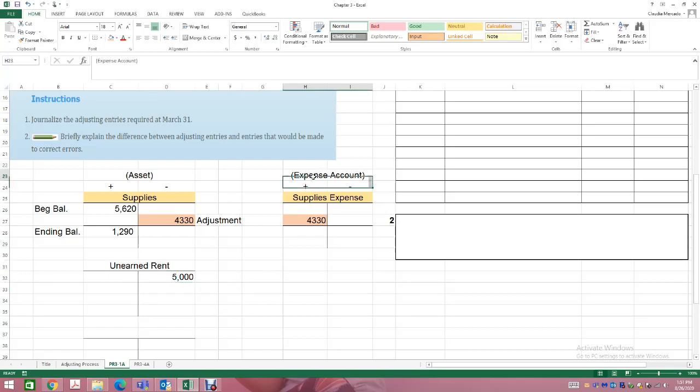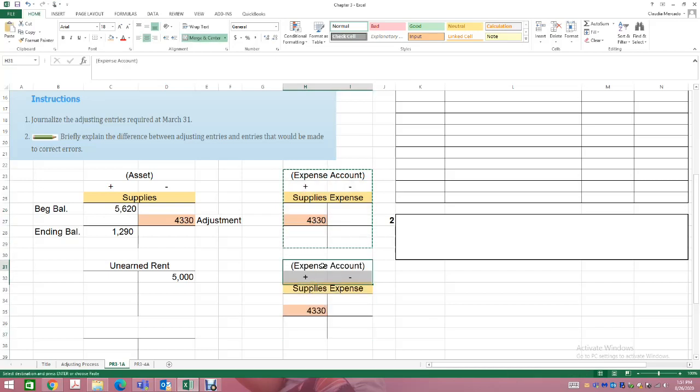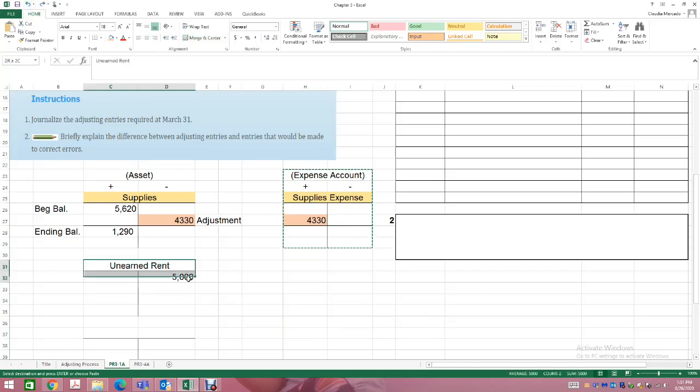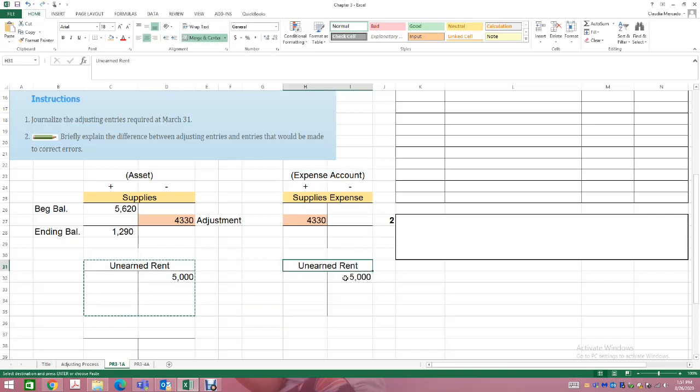Okay, and then let me copy this down. Now the second account that we have, let me just copy this. The second account that we have is rent revenue. Now remember, you cannot record your revenue the month that you receive the money. Yes, you received $5,000, but you haven't earned it yet. Okay? You have to record the revenue as you earn it.